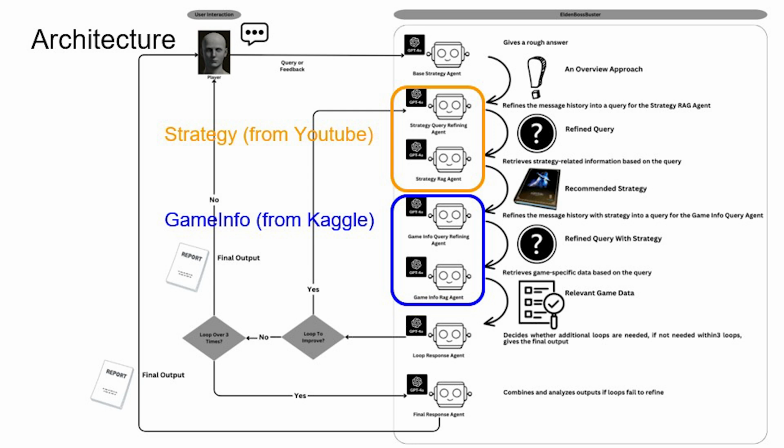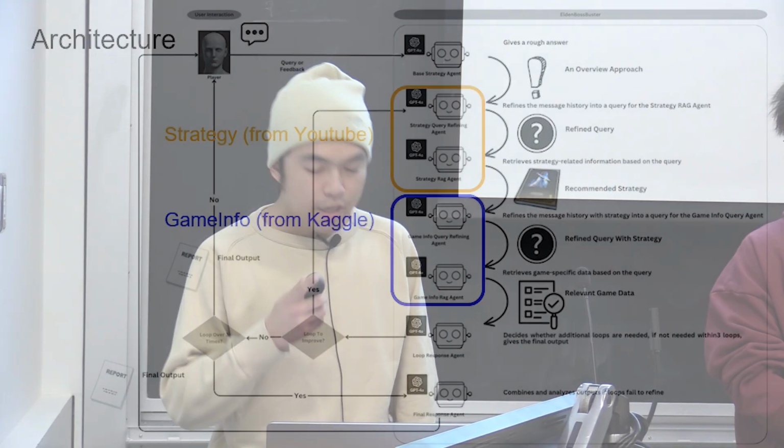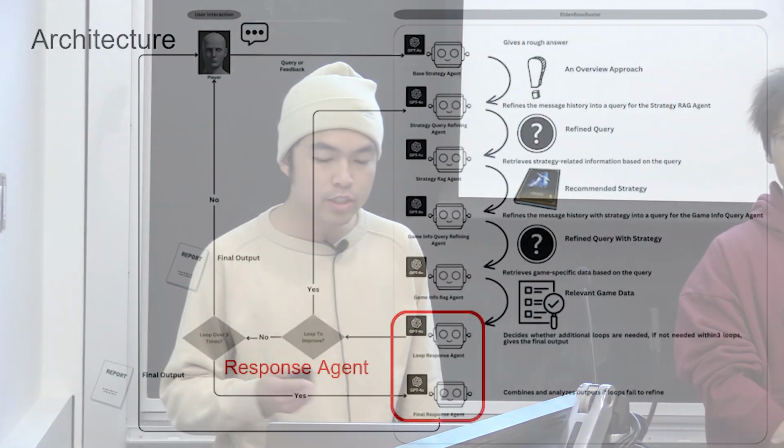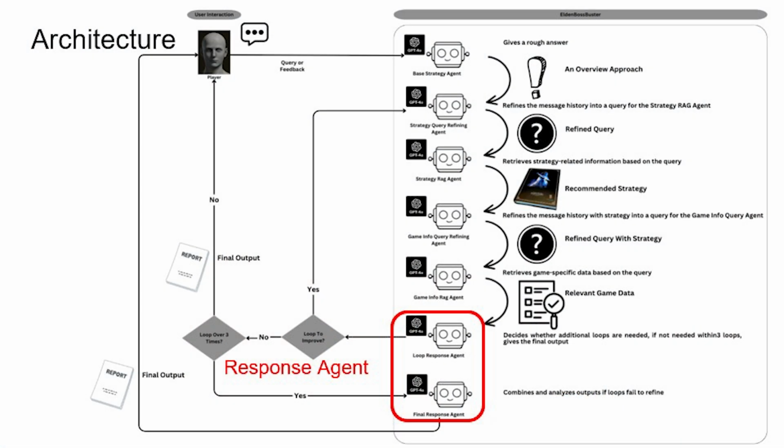Otherwise, it signals the base strategy agent to generate a more revised strategy. If it still fails after 3 iterations, it's then sent to the final response agent. The final response agent signals the user that feedback is needed. Any new feedback will restart the loop.